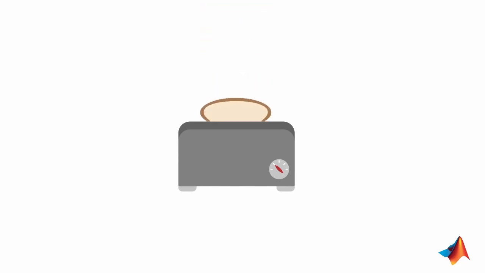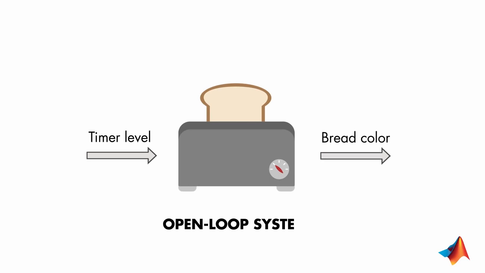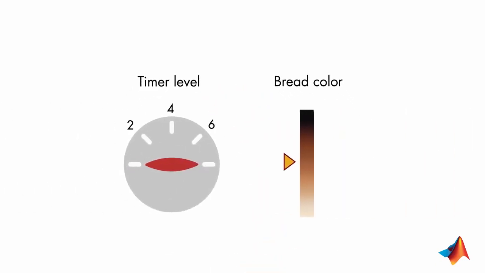You place a slice of bread in it, then set its timer, and when it's done, your toast pops out. The bread's color has changed based on the timer setting you chose. Here, the toaster with the bread is an open-loop system that takes an input time and gives an output bread color. Now, suppose that you're using the toaster for the first time.